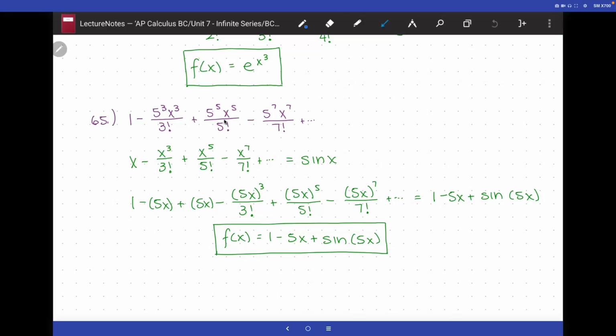So if you were to take this part off, now it looks like sine, except I didn't have the 5x there. I had a 1, so that's why I have these 2 extra terms in there. And that's where the 2 extra terms come from here.